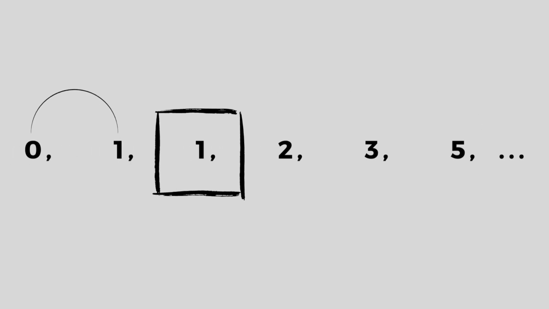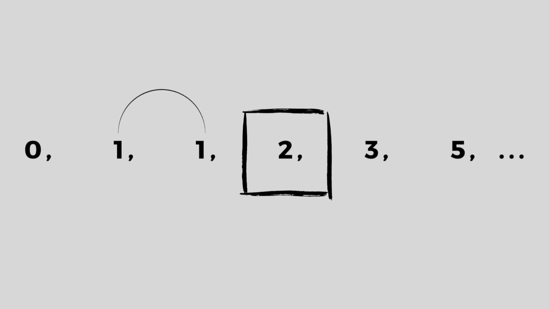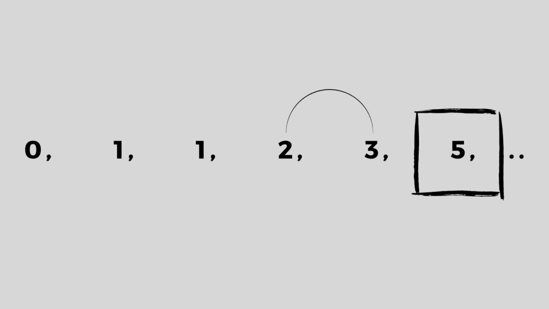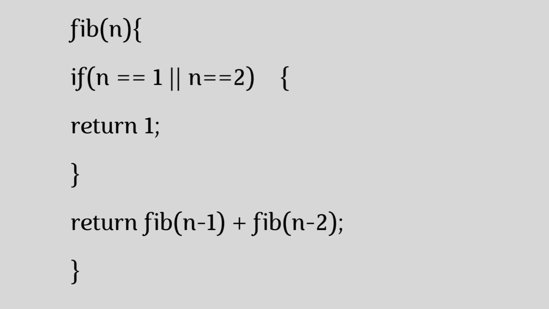If we add 0 and 1, it gives 1. If we add 1 and 1, it gives 2. If we add 1 and 2, it gives 3. If we add 2 and 3, it gives 5. And so on. Let's see the pseudocode for Fibonacci series for better understanding.